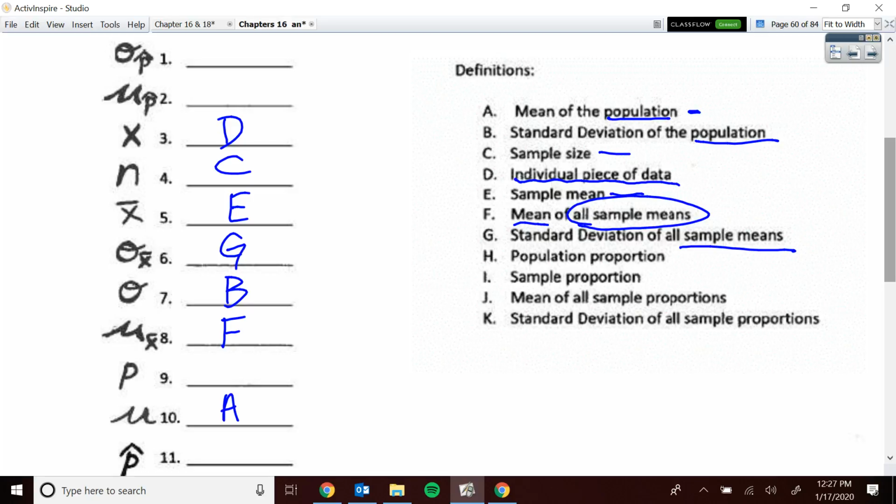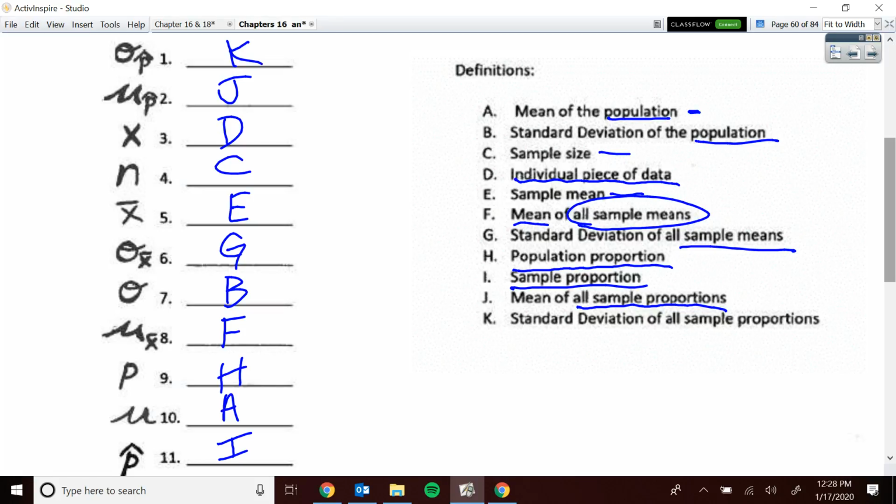Next, population proportion. That's plain old P. That's number 9. Sample proportion is your P hat, number 11. And average of all of the P hats, that's number 2. And then the last one, standard deviation of all the P hats, is number 1.